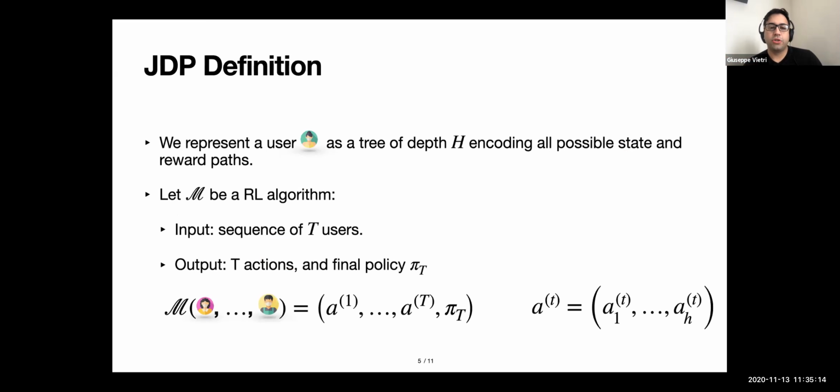Again, we assume that on each episode, the agent is interacting with a single user, and the user can be represented as a tree of depth H, which encodes all possible state and reward paths. And so we say that the input to a reinforcement learning algorithm is a sequence of T users, and the output is a sequence of T actions where each action is sent to the corresponding user, and a final policy. So at the end of T episodes, we are outputting a final policy.